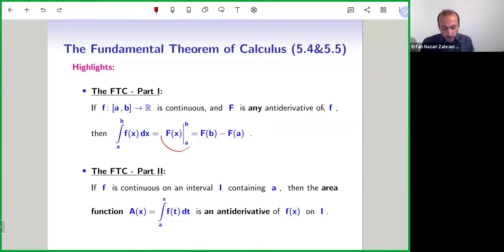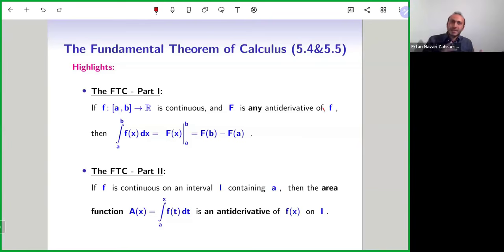We invent a notation here because many times we have this process of putting this in a function and putting this in the same function and subtracting them from each other. We invent this notation. The meaning of it is exactly this: plug in the top one first, then minus plugging in the bottom. Okay, so this is the first part of the fundamental theorem of calculus. In summary, it uses antiderivative to compute a definite integral, to compute area.